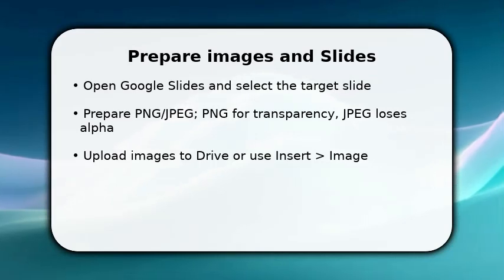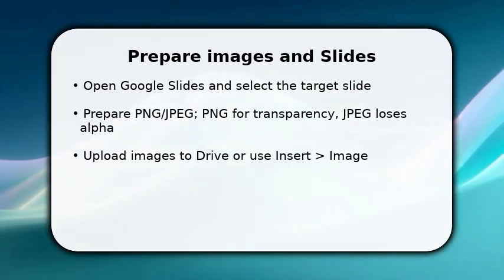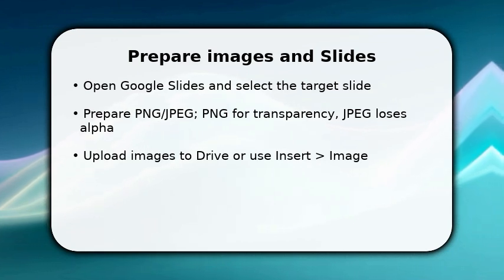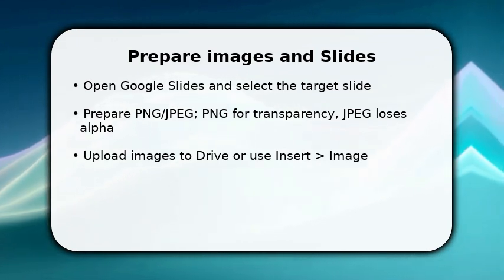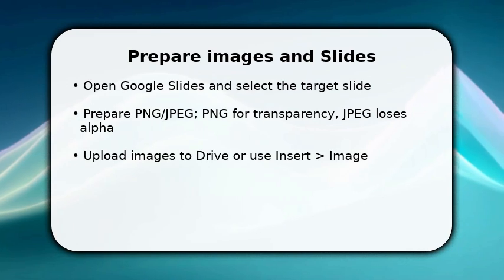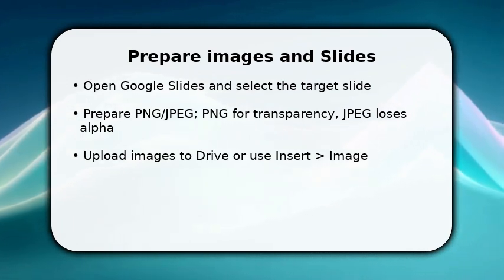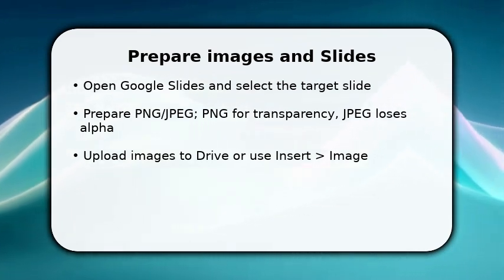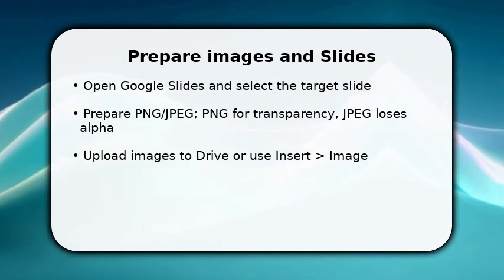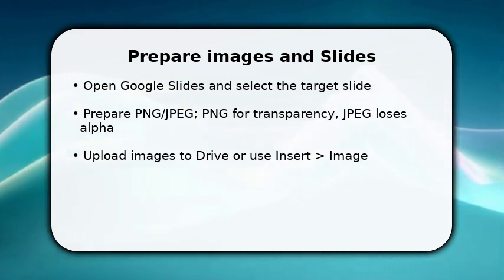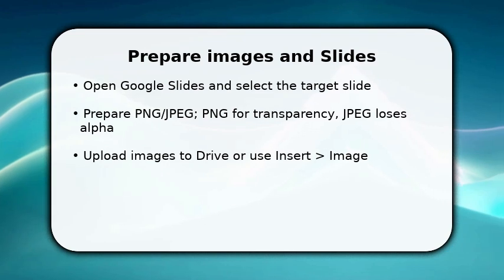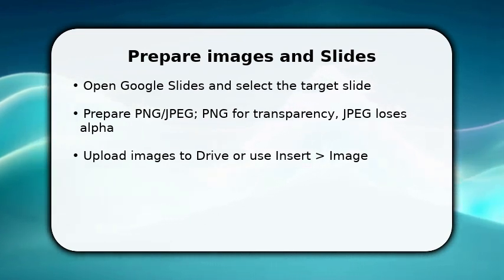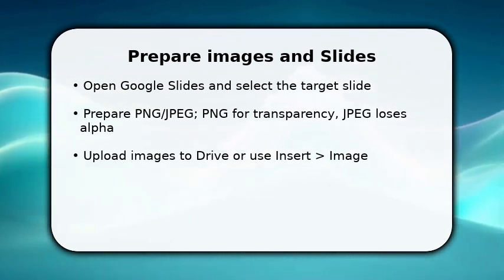You start by getting the files and the slide ready. Open your Google Slides deck and pick the slide where the transparent image will go, then insert the image via Insert, Image, or from Drive. Use PNG when you need true transparency. JPEG will not preserve alpha. Once the image is on the slide, position it roughly where it belongs and resize using the corner handles so you keep proportions before applying any transparency edits.